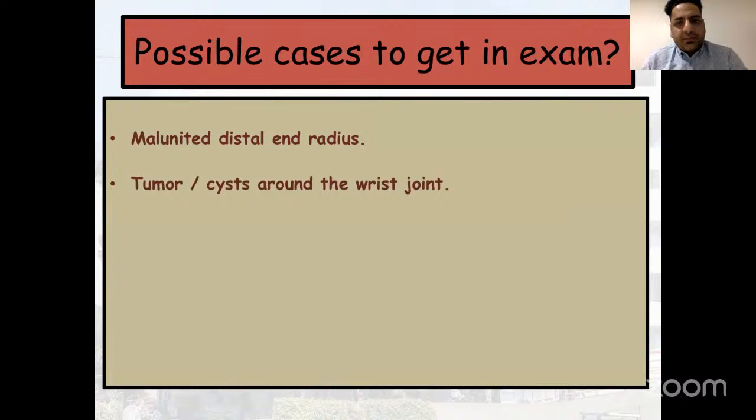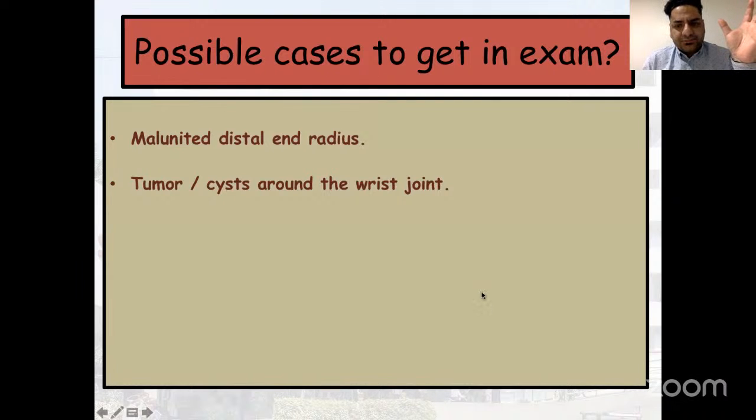The probable cases you can get are a malunited distal radius, which is commonly neglected and has a deformity, and that is one case which is kept as a short case. Any tumors or cyst around the wrist joint, a giant cell tumor or any enchondroma, a big ganglion cyst, a compound palmar ganglion. There are many tumors which happen in and around the wrist joint.